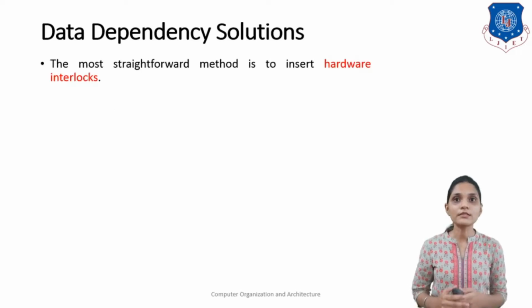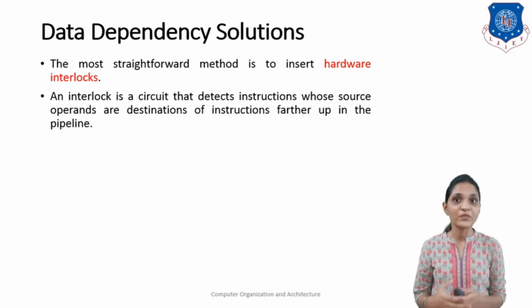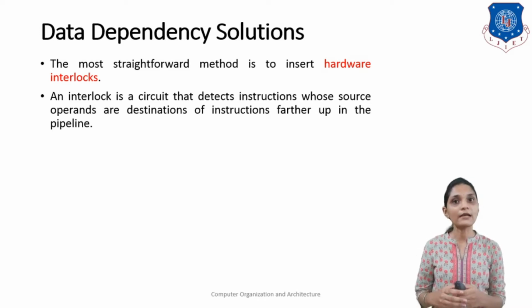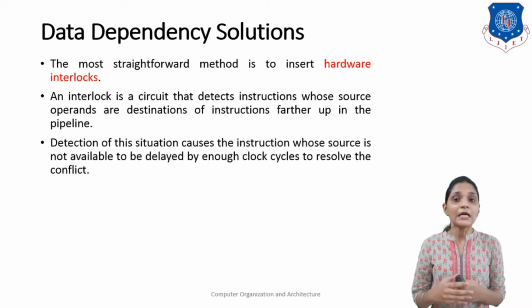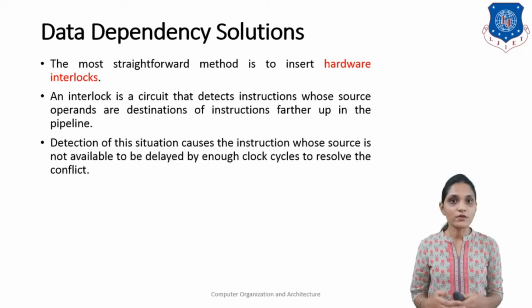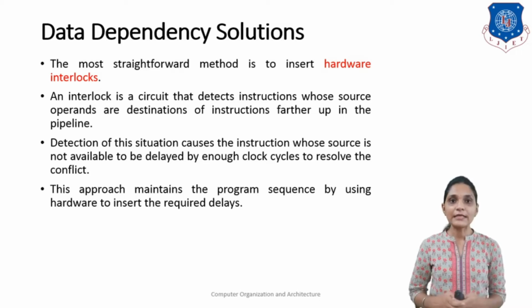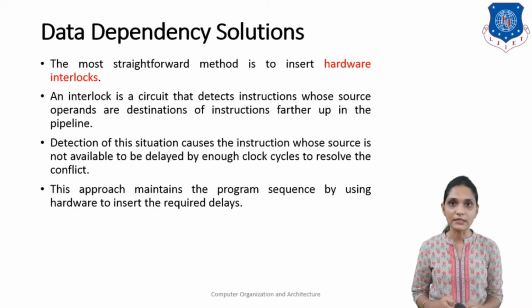So, to solve this data dependency problem, the most straightforward method is to insert hardware that is known as an interlock. The interlock is a circuit that detects an instruction whose source operands are destinations of instructions further up in the pipeline. The detection of this situation causes the instruction whose source is not available to be delayed by enough clock cycles to resolve the conflict. This approach maintains the program sequence by using the hardware to insert the required delay.